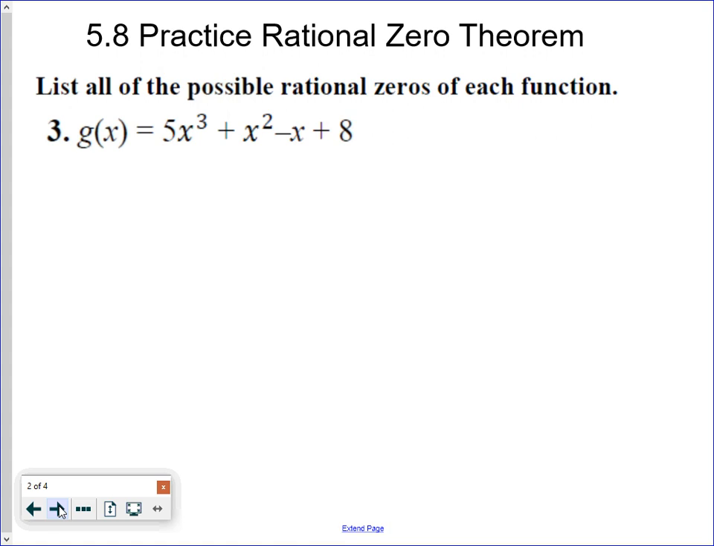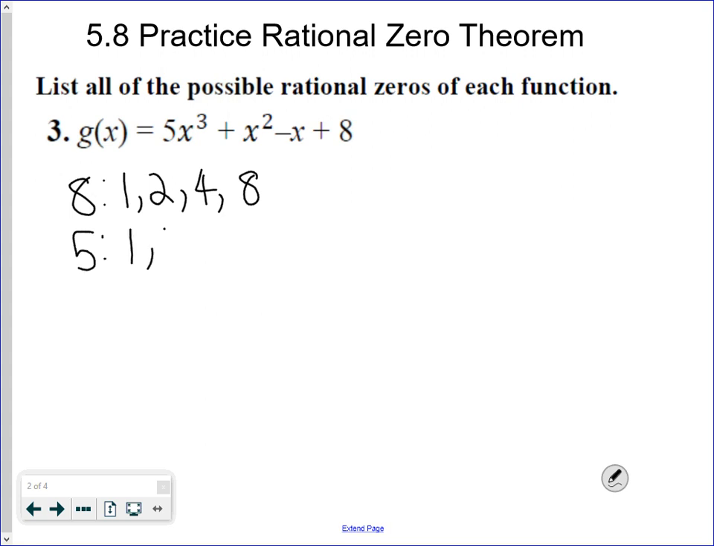It says g of x is 5x cubed plus x squared minus x plus 8. So I'm going to look for factors of 8 first. Factors of 8 include 1, 2, 4, and 8. Factors of 5 include 1 and 5. Now, I want to make quotients out of these. Once again, this is my P, this is my Q.